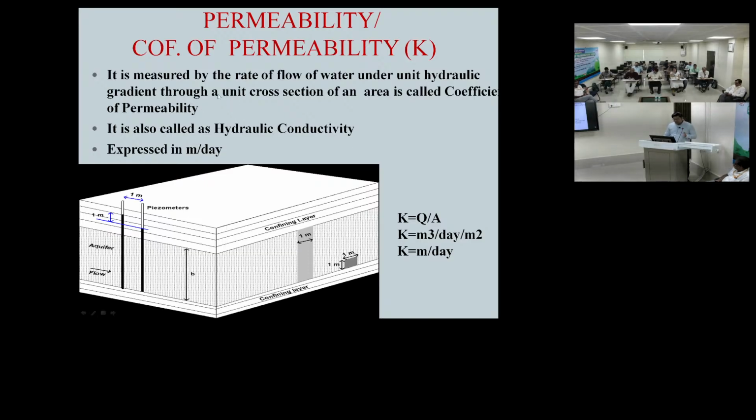It is measured by the rate of flow for a unit hydraulic gradient. Hydraulic head is the potential energy. If you are pumping a well, the water has to follow a gradient, because by the act of gravity it will definitely follow a gradient. The potential energy turns into kinetic energy, so there will be a gradient difference between the two points. The rate of flow under unit hydraulic gradient through a unit cross-sectional area is called the coefficient of permeability, or hydraulic conductivity, and it is expressed in meter per day.